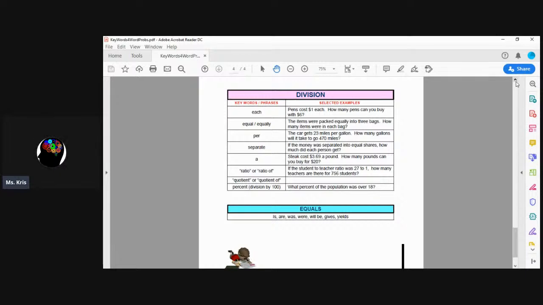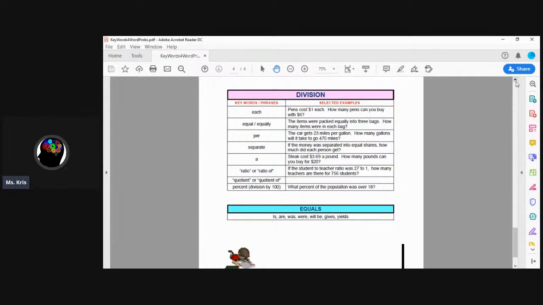Now, ratio or ratio of. If the student to teacher ratio is 27 to 1, how many teachers are there for 756 students? So 27 to 1, that means for every one teacher, there's 27 students. So if for every one teacher is 27, how many teachers would it be for 756?